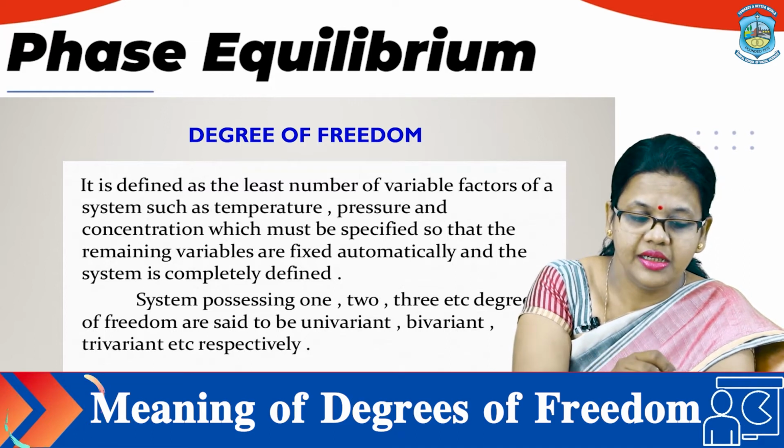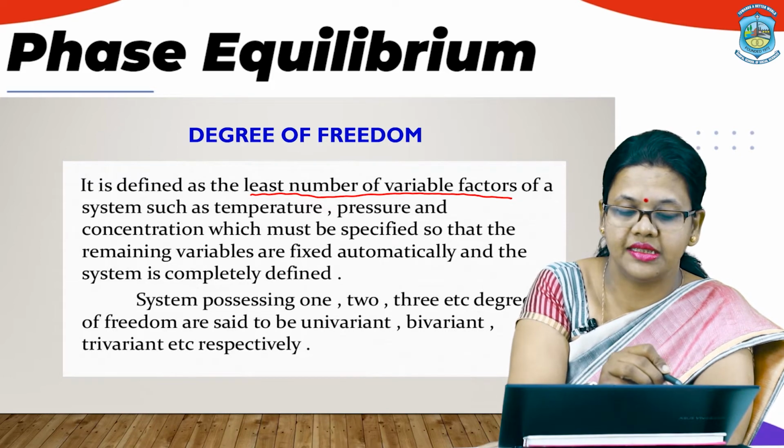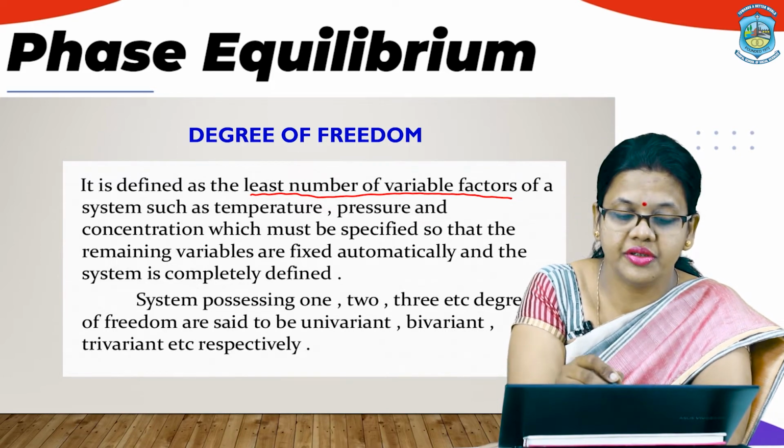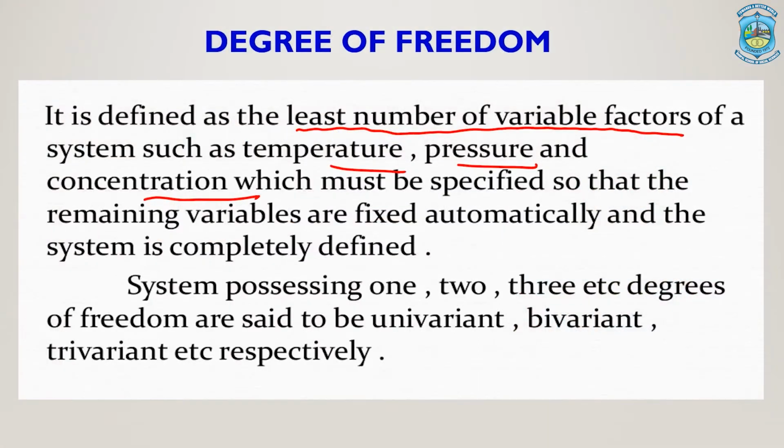So, if I define, it is the least number of variable factors of a system, such as temperature, pressure and concentration, that must be specified so that the remaining variables are automatically fixed and the system can be completely defined. The word itself suggests the degree of freedom, how much freedom you have to change any variable. So, if you have the freedom to change one variable and the remaining are fixed, that means the system has the degree of freedom 1. So, it is known as univariant system.